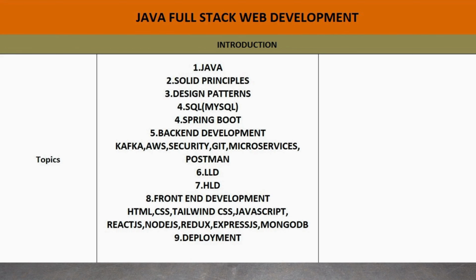Then we are going to build front-end development. Like we are using some HTML, CSS, Tailwind CSS, and JavaScript, React.js. Mainly, we are going to build React components and Node.js. Of course, this is another way of creating full stack project. Like we are going to learn MERN stack also, like Redux.js and Express.js, MongoDB, then deployment.